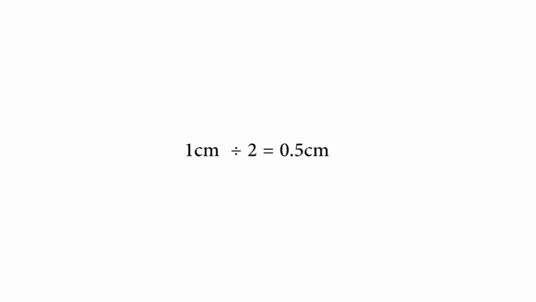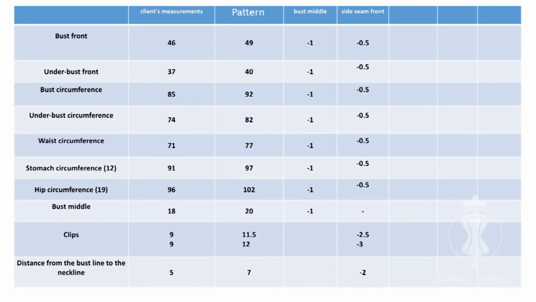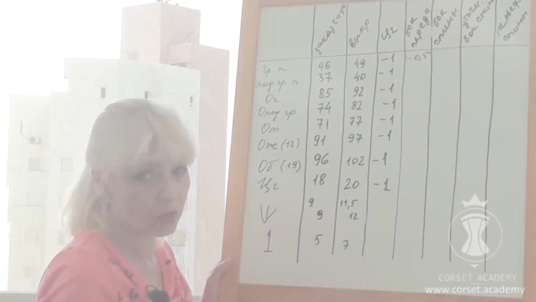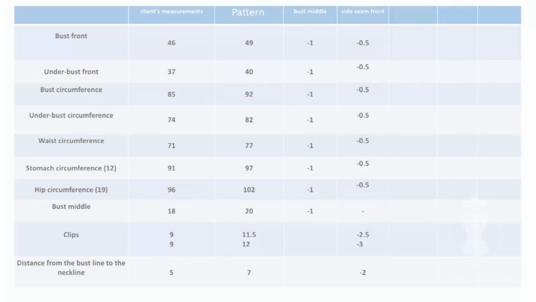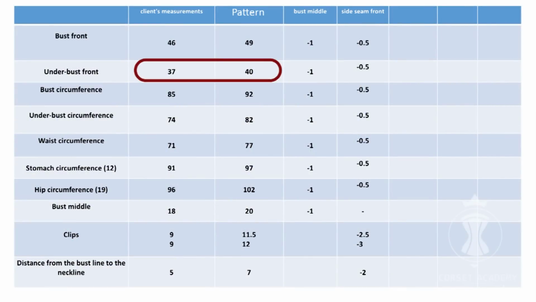I divide -1 centimeter in half because of the 2 halves. As the result, I need to shift the side seam of the front 0.5 centimeters inwards at the level of the bust front measurement. I write -0.5 centimeters in the table, column 5, line 1. You can calculate it any way you like. Just make sure you don't get confused. Under bust front measurement, 37 centimeters on the client and 40 centimeters on the pattern.